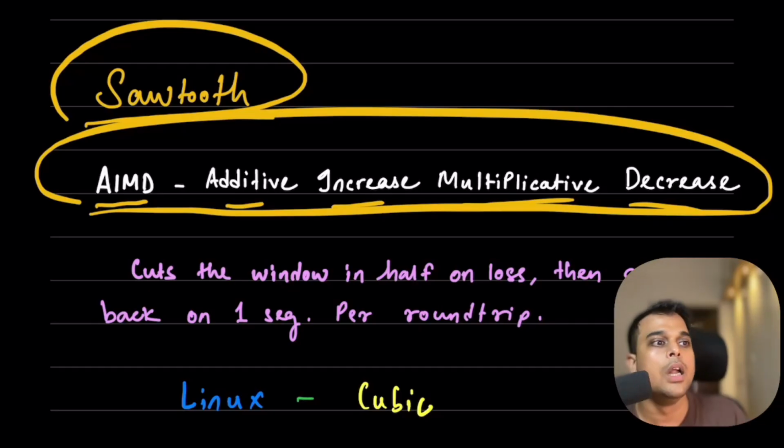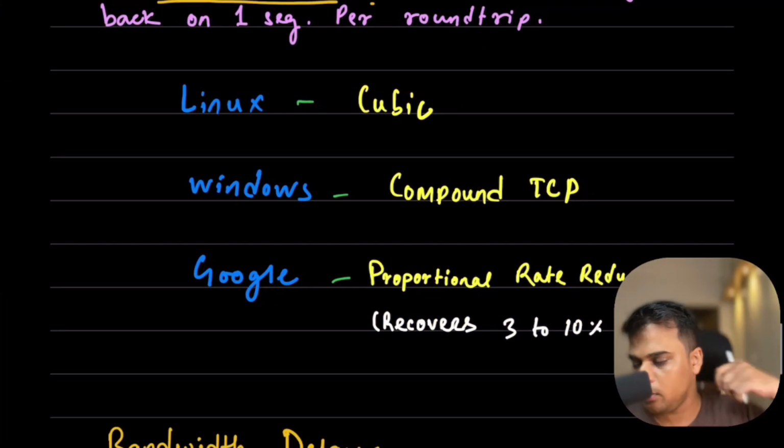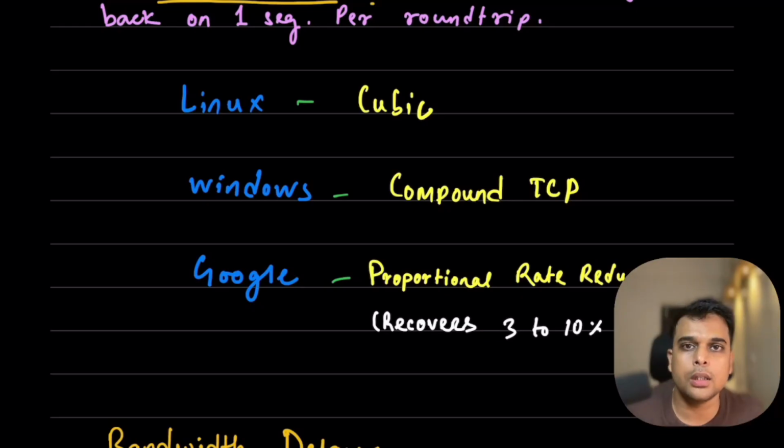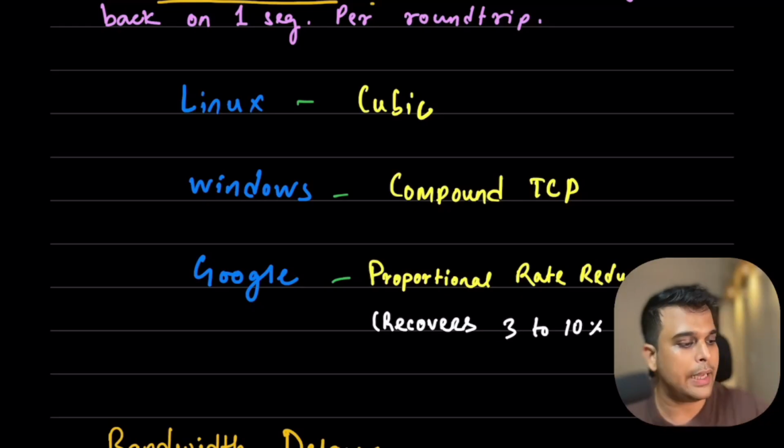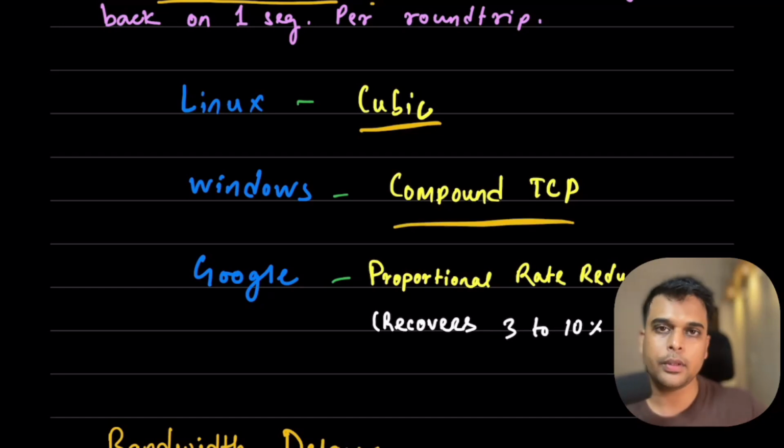So that is how TCP handles our packet within the network. And as I mentioned, immediately it cuts off and then grows back one segment per round trip, and it keeps on doing that, right? There are multiple sub-algorithms available in all the operating systems. Linux uses something called CUBIC, Windows uses something called Compound TCP, which is again another round trip.